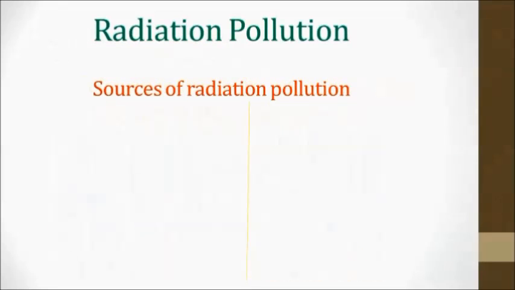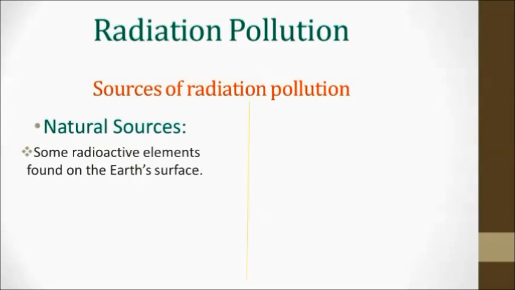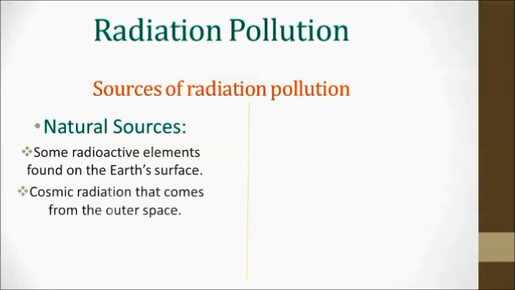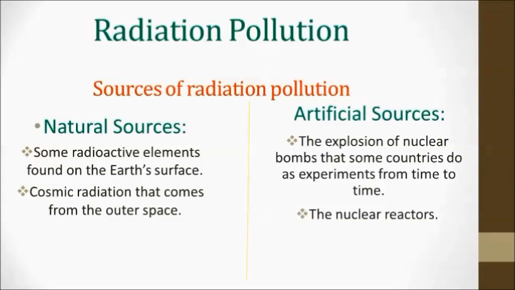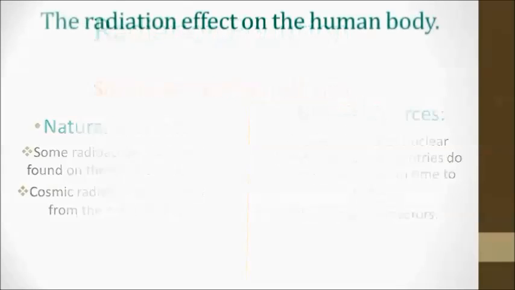Radiation pollution has many sources. The first one, natural sources, like some radioactive elements found on the Earth's surface. Also, cosmic radiation that comes from outer space. The second source is artificial sources, such as the explosion of nuclear bombs that some countries do as experiments from time to time. Also the nuclear reactors.